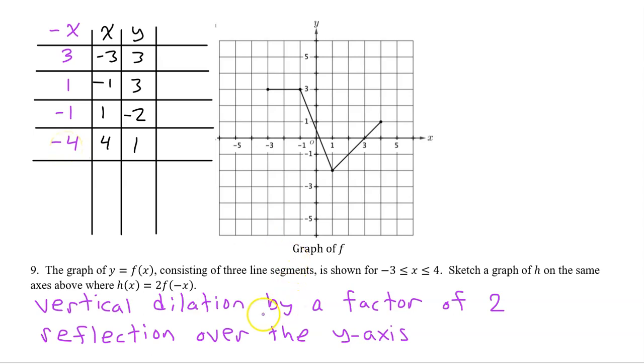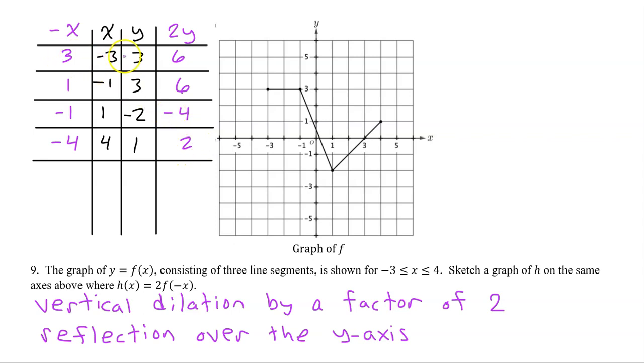Then I ask myself what transformations will affect the y values. In this case, the vertical dilation by a factor of 2. So I can get new y values by multiplying the old y values by 2. So that will be 6, another 6, negative 4, and 2.